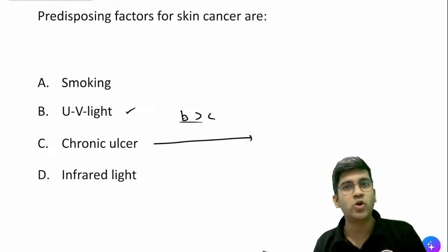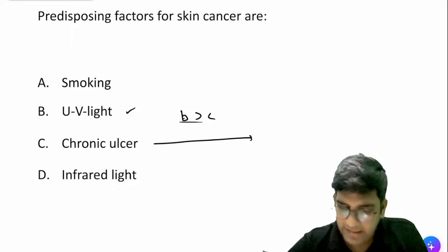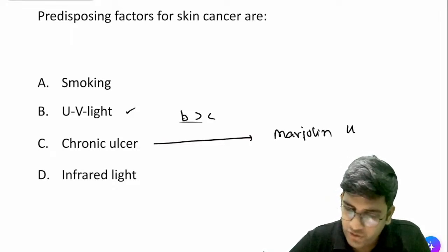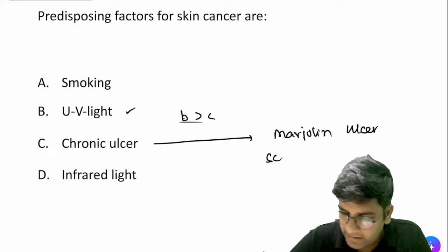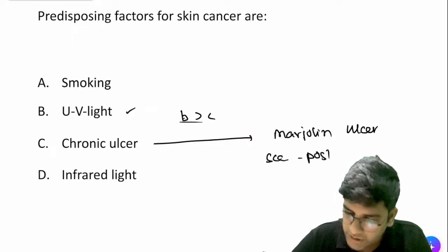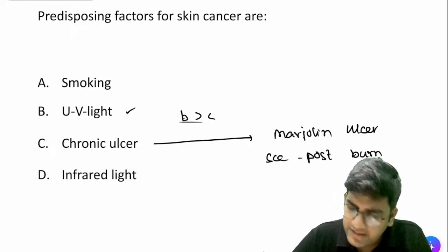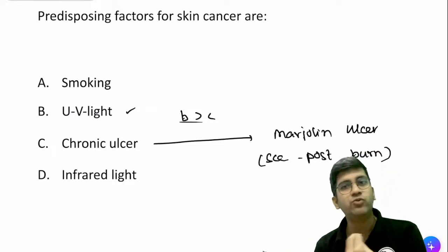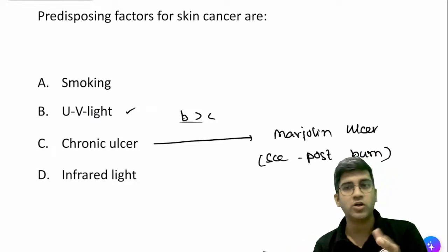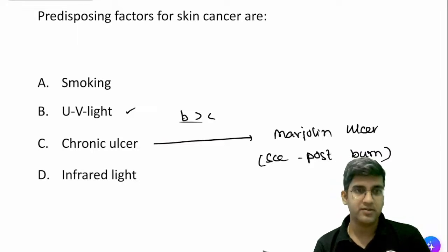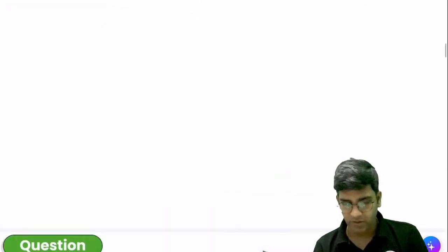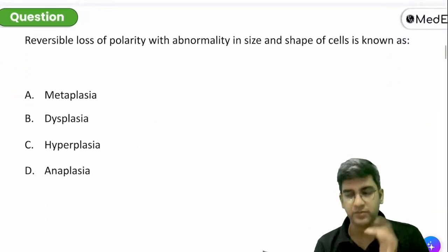Infrared and smoking will not contribute to skin cancer, right? There's a type of ulcer called Marjolin's ulcer, which is squamous cell carcinoma post burns. That's obviously skin cancer, burn related. Very rarely, a few ulcers can also result in cancer. A diabetic foot ulcer will not cause cancer, but a few ulcers can definitely cause cancer. But the best option here is obviously option B, right? Okay. Next.